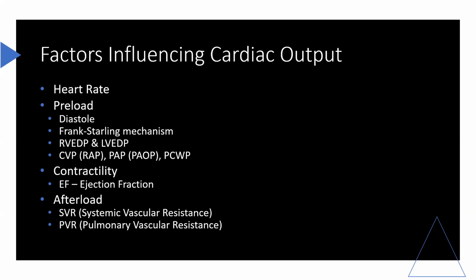Increases in afterload are generally associated with reductions in cardiac output, whereas decreases in afterload are associated with increases in cardiac output. For example, systemic hypertension and pulmonary hypertension lead to increases in SVR and PVR respectively. In both cases, the cardiac output will be reduced. Administering a systemic vasodilator or a pulmonary vasodilator will reduce the SVR and PVR respectively and result in an increase in cardiac output.